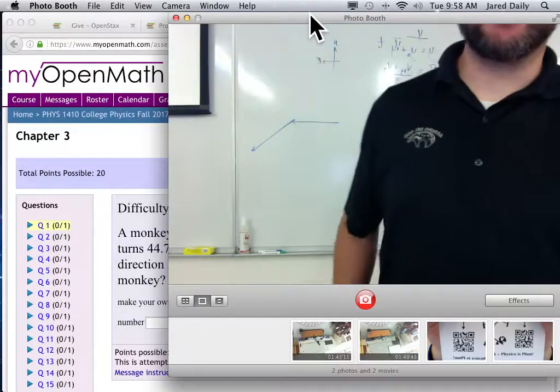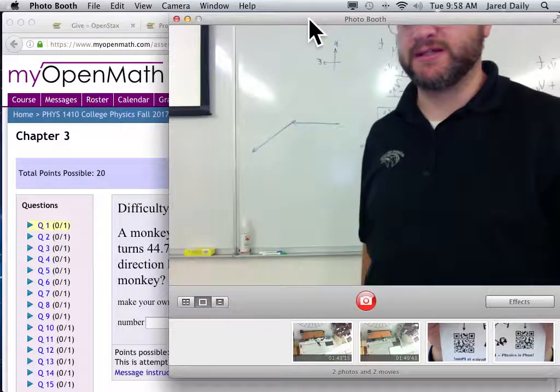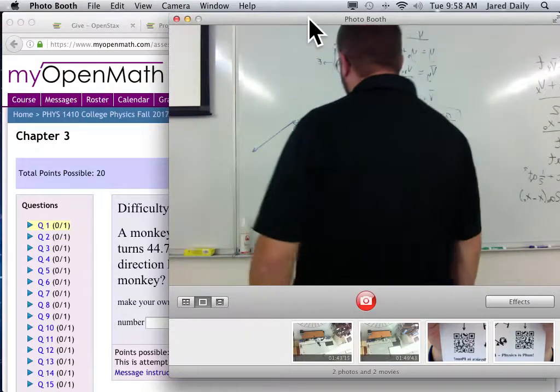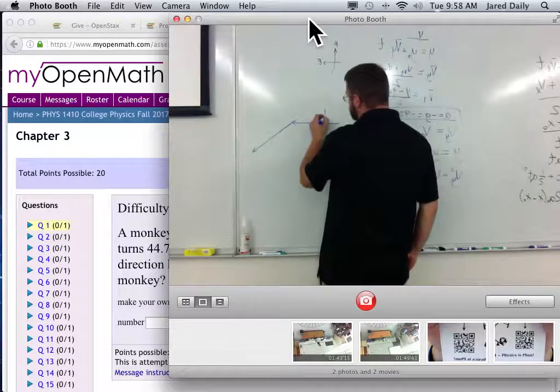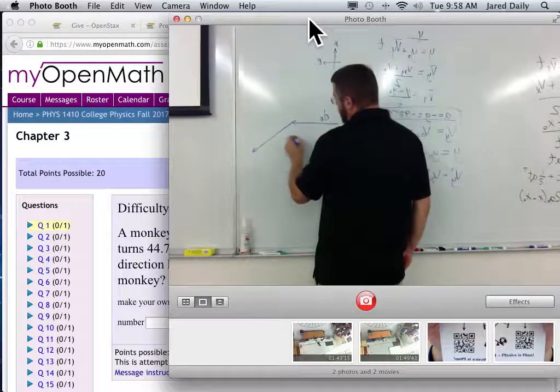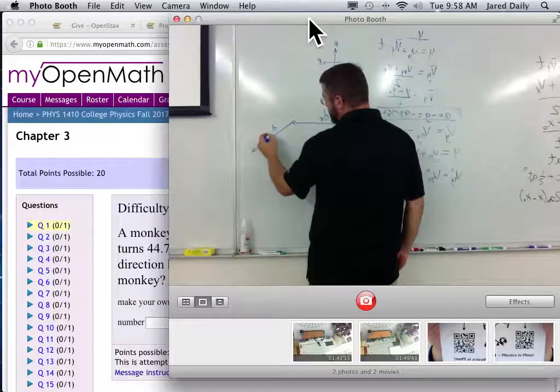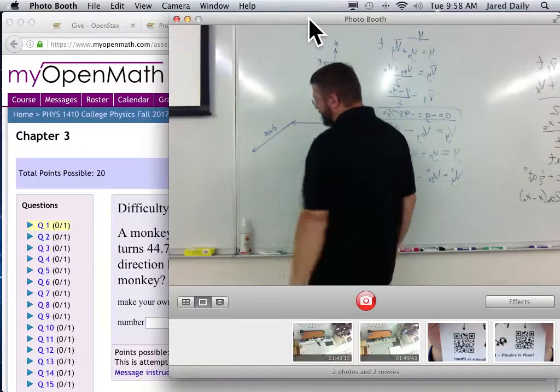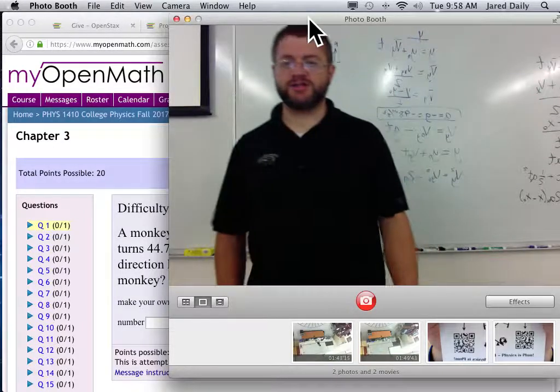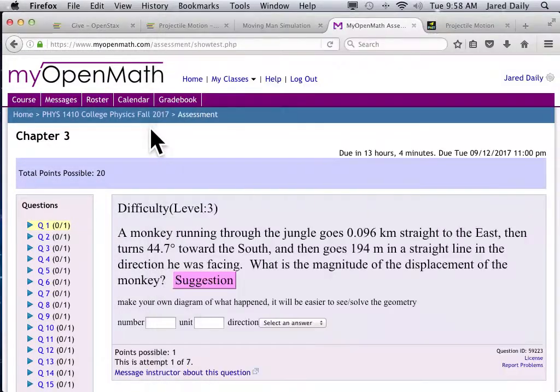My first vector is some distance in the eastern direction. And then I'm going to have some distance in the southeastern direction. But what they say is that he turns a certain angle towards the south. So he's going straight east, then turns 44 degrees toward the south, which means you take your angle from the east towards the south. So that's my angle theta right there.